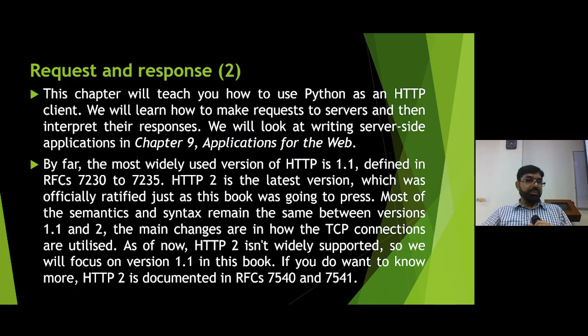As I mentioned, this is chapter number 2 of the book, so I just copied from that book. This chapter will teach you how to use Python as an HTTP client, and we will learn how to make requests to the server and then interpret their responses. Interpret their responses means whatever response comes, we will discuss what it is. We will look at the server-side application in chapter 9, which is called applications for the web. So you must go and download that book I have already shared.